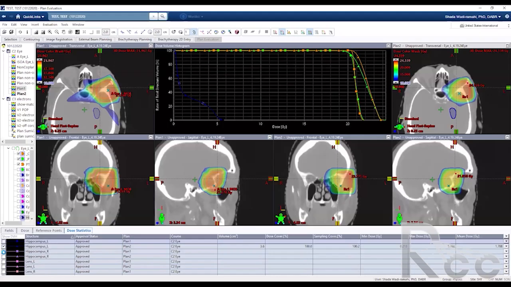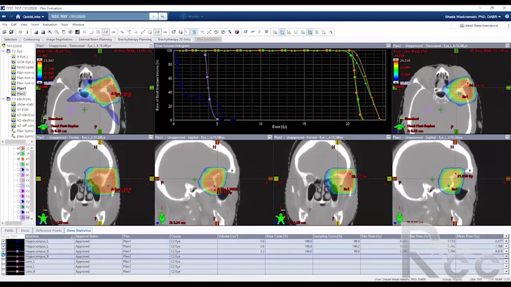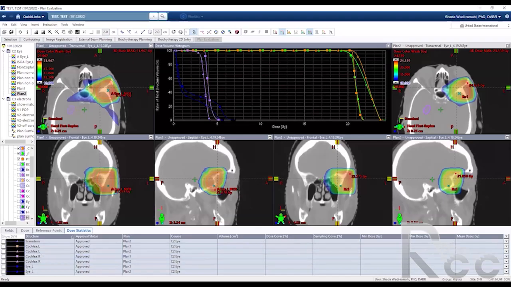That's too dark. I cannot see anything. Even I cannot see the colors. Let me turn on hippocampus right. I don't know if you can see the dark color for the left hippocampus, the squares. So the more conformal your plan is in terms of prescription dose and the 50% dose, or maybe you want to do just 80% dose, that's fine, the more you're saving your organs at risk.